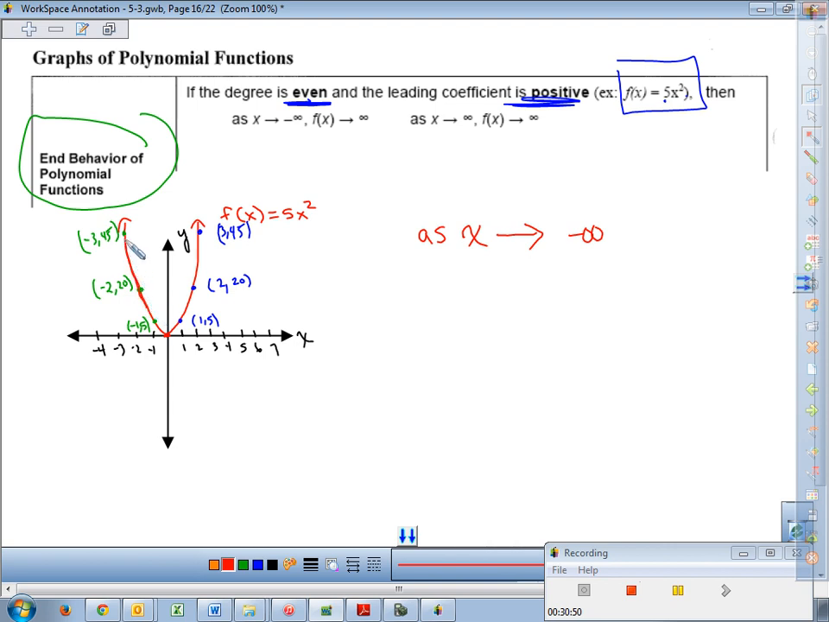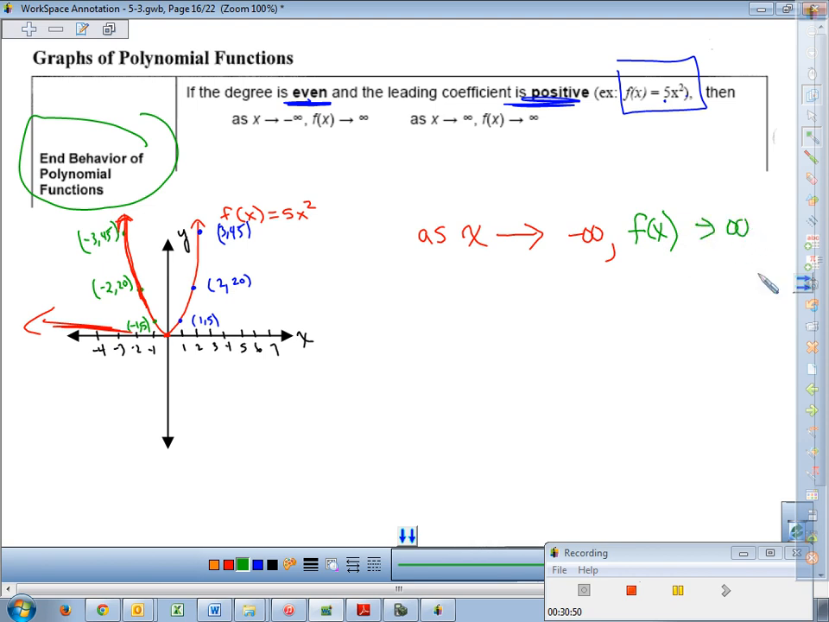We'll follow that graph. What's happening to the y values as x approaches negative infinity? Are they going up or going down? 5, 20, 45. They're going up, right? So as x gets smaller and smaller, it approaches negative infinity. As x approaches negative infinity, tell me about y. Does y approach infinity or negative infinity? Y approaches infinity. So as x approaches negative infinity, we don't say y, we say f of x. That's the same thing as y. F of x approaches infinity. Is that cool with you?